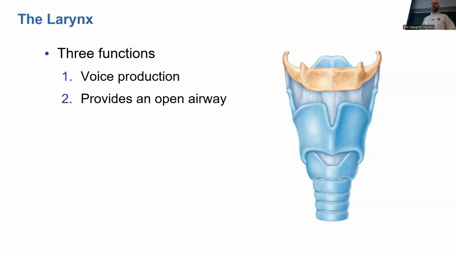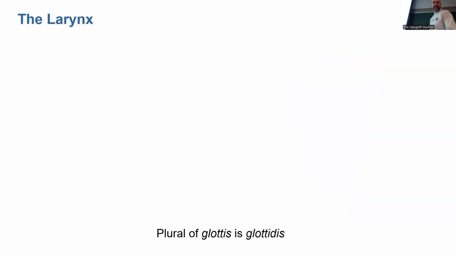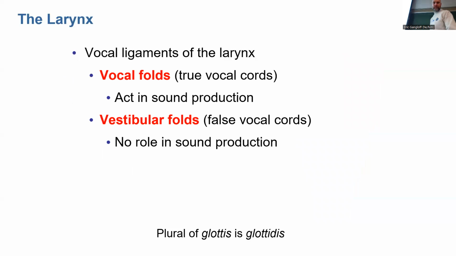The larynx also provides this cartilaginous structure, provides an open airway for air to pass through between the pharynx and the trachea. And as I mentioned, the superior most aspect of the larynx contains this epiglottis that is a flap that makes sure that food and water don't go down the air tube. And so let's look at that in a little more detail here.